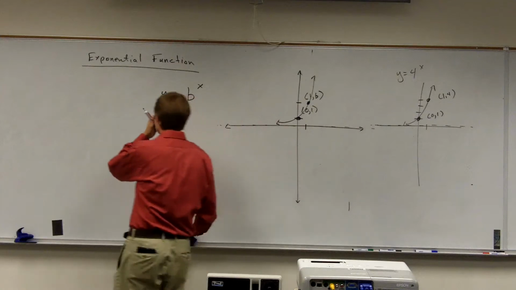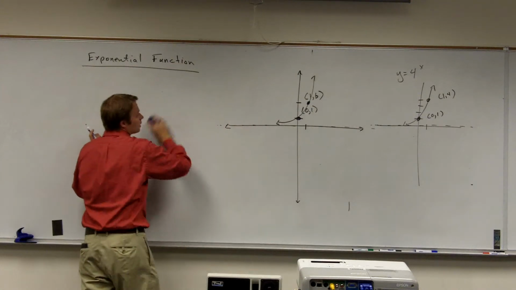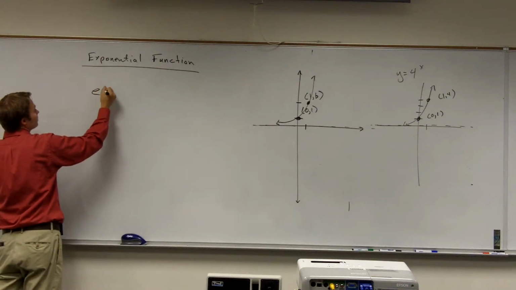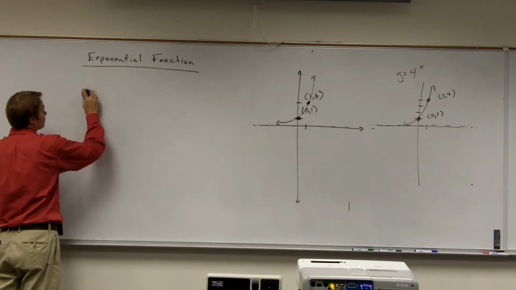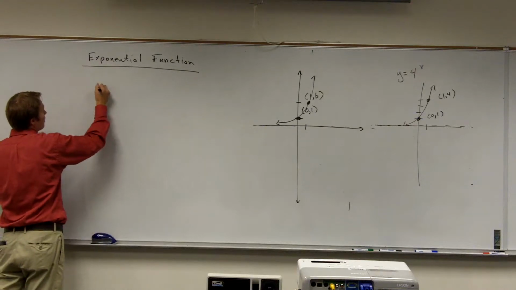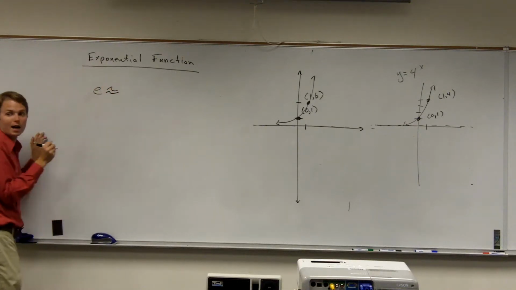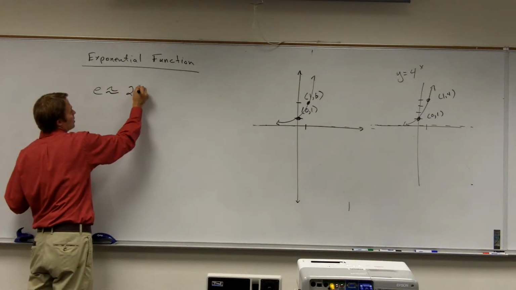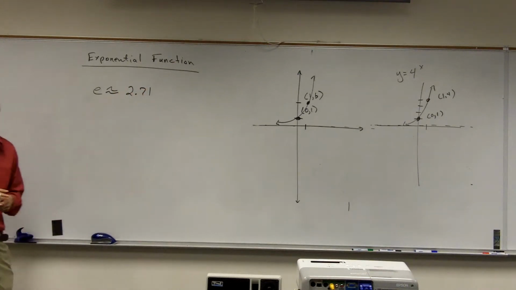Now there's a special base that comes up a lot, and that's the natural number e. e is an irrational number, kind of like pi. It goes on forever, doesn't repeat, doesn't terminate, but it's approximately 2.71 if we do some rounding. And so e is a very important base because it comes up in a lot of natural phenomena, so natural growth curves and things like that. So we actually end up using it a lot as a base.